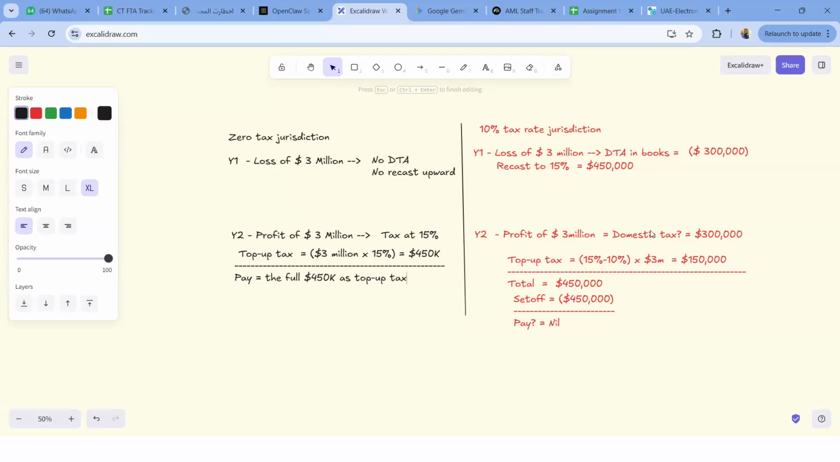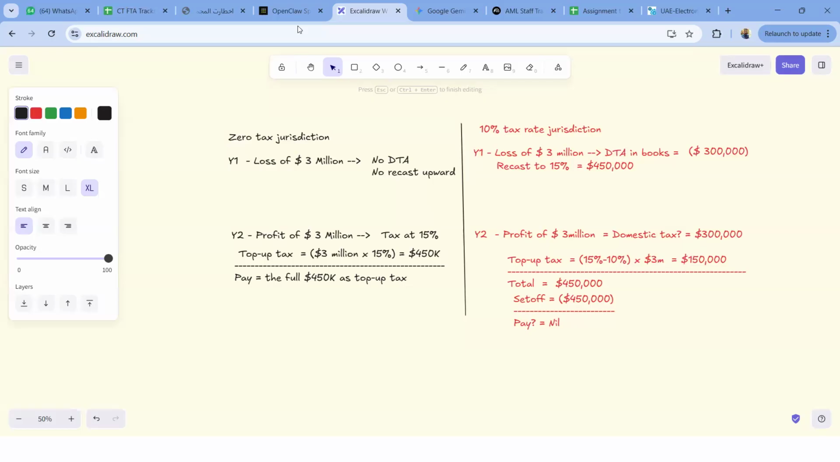So you understand the problem that is faced by a zero tax jurisdiction? There is no DTA that is recognized in books, hence no recast upward. Tomorrow, if I have to pay this, I have to pay it in full. I will not get any set off. It's a very crude example. This is not how the working is done, but this is just to make you understand. Isn't it a genuine problem that is faced by a zero tax jurisdiction?